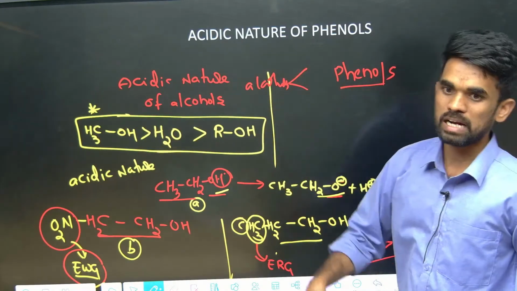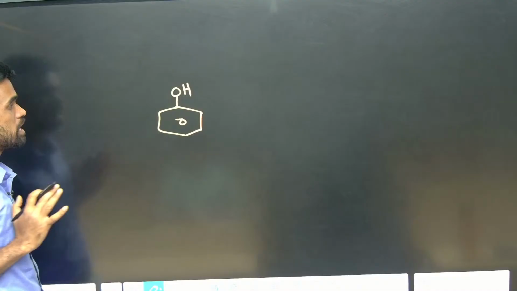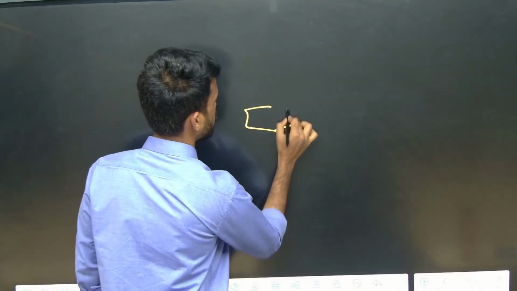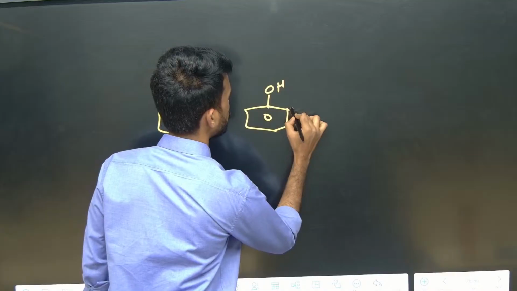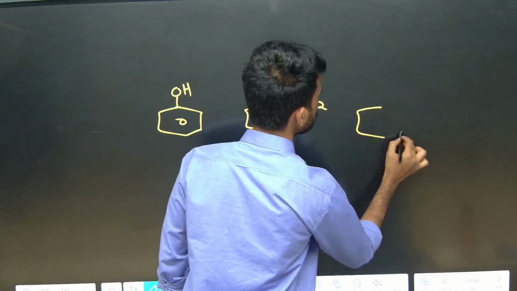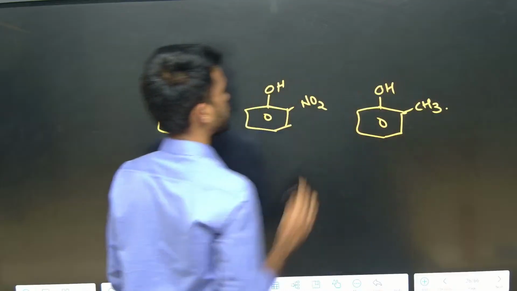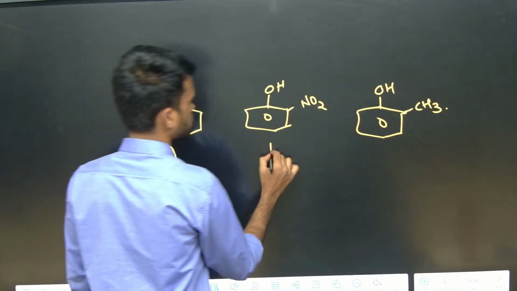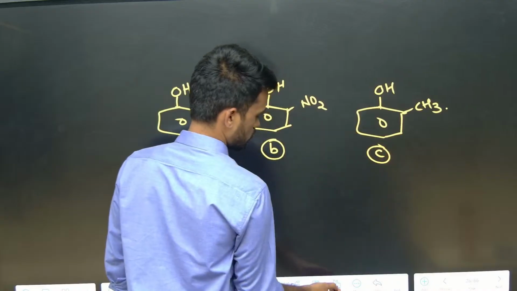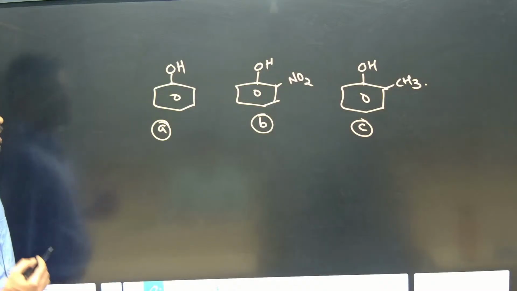Now within the phenols we need to compare. One of the very important questions that comes in the exam is like this. A simple phenol is given. It's the most frequently asked question in the exam. Acidic nature of phenols. A phenol with a nitro group over here, and a phenol with an electron releasing group over here. Now tell me, A, B, C, which is more acidic here? B is more acidic.